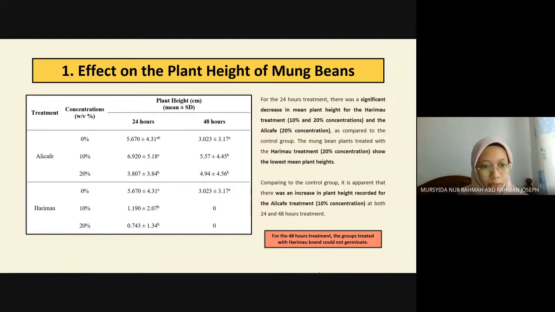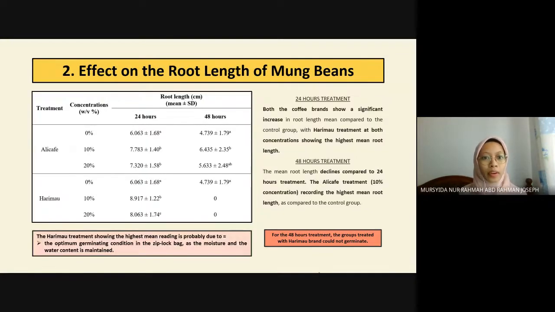And we can see here that for the 48 hours treatment, the groups treated with Harimau brand could not germinate at all. However, it is slightly different for root length of mung beans, as for the 24 hours treatment, we can see that both the coffee brands show an increase in root length mean as compared to the control group, with the Harimau treatment at both concentrations showing the highest mean root length.